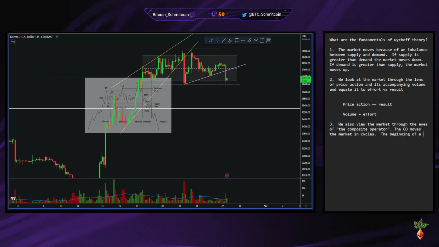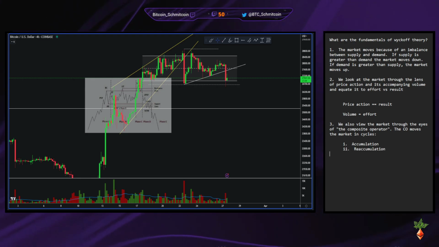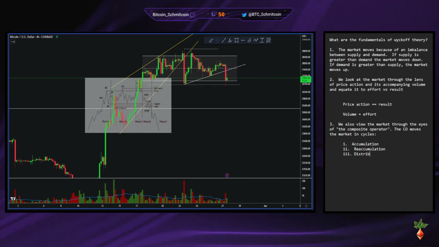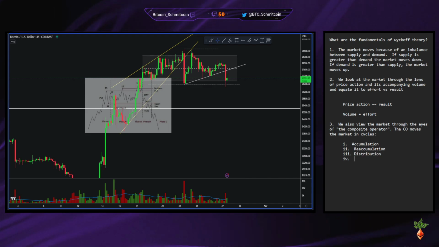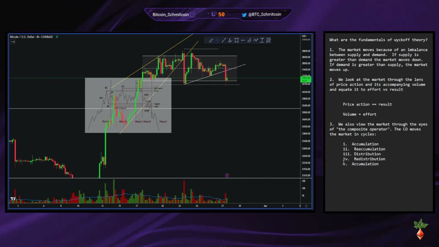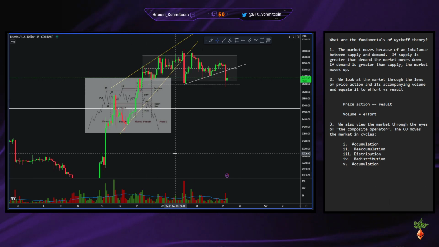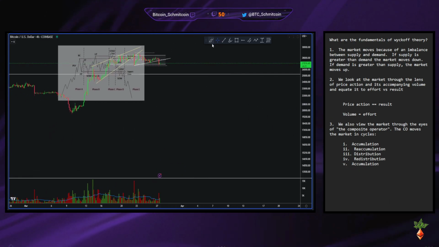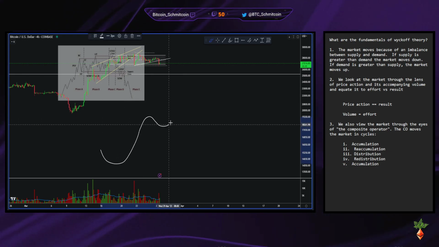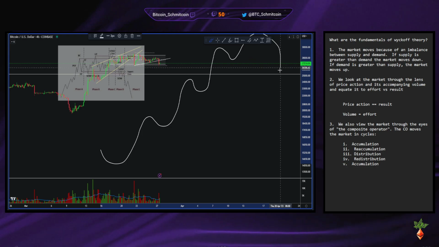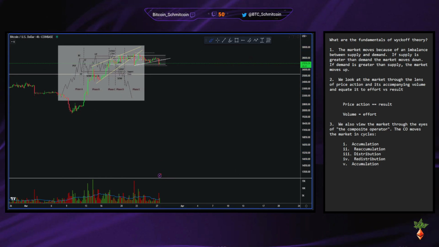The beginning of a market cycle is, we'll do it like this. Accumulation, reaccumulation, distribution, redistribution, accumulation. So the market goes in a cyclical pattern. Sometimes the market goes accumulation, reaccumulation, reaccumulation, reaccumulation, and then it tops and comes down like this. But that's just the general form.